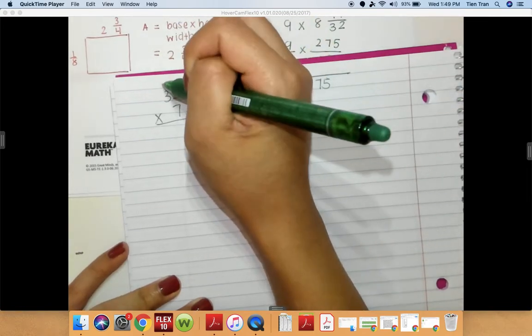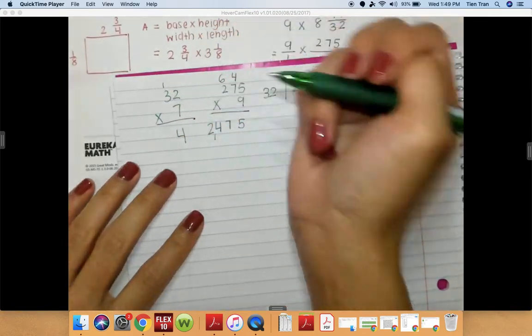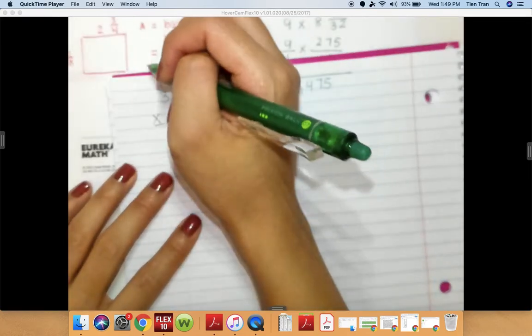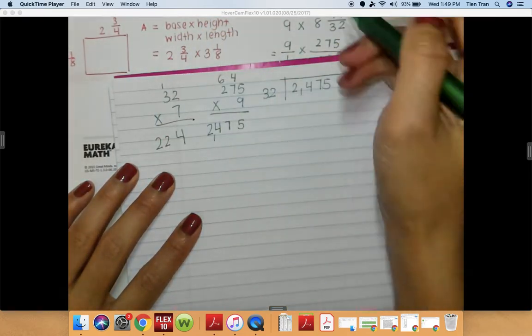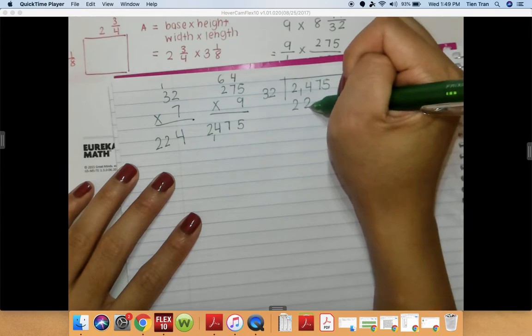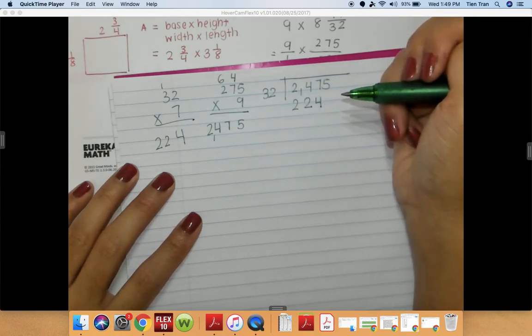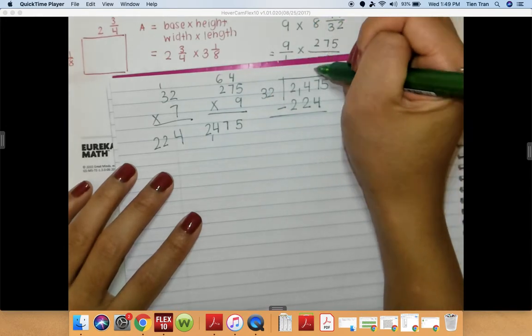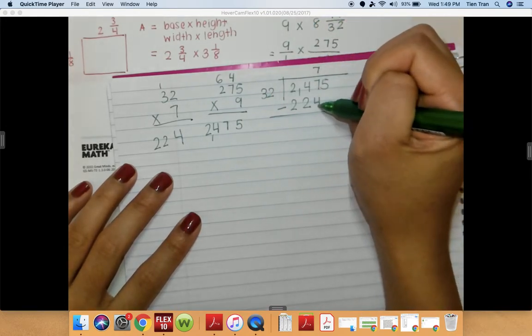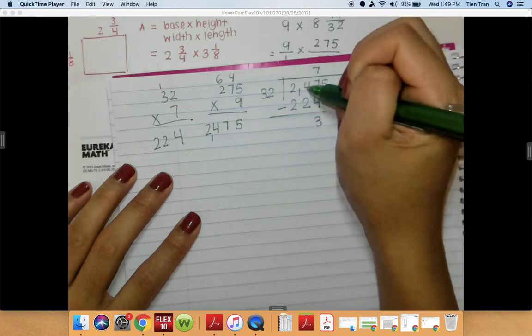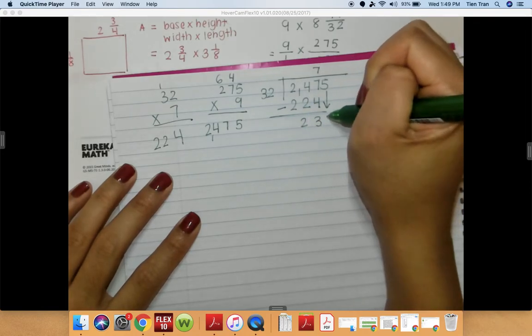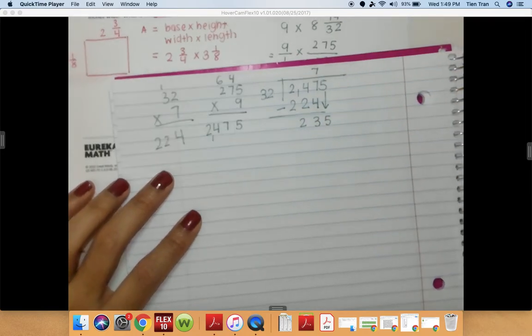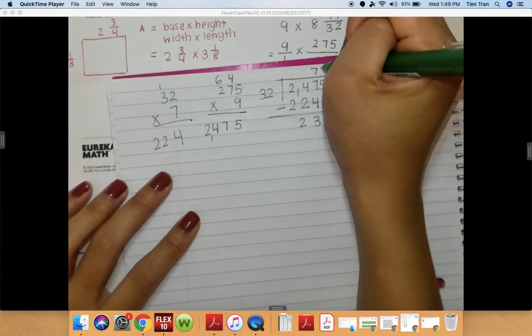7 times 2 is 14. 7 times 3 is 21. Plus 1 is 22. So we have 224. Yeah, that's going to be your lowest. So 7 minus 4 is 3. 4 minus 2 is 2. Bring down my 5. I get 235. So I can use 7 once again.